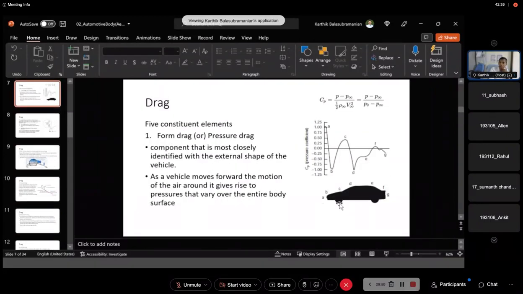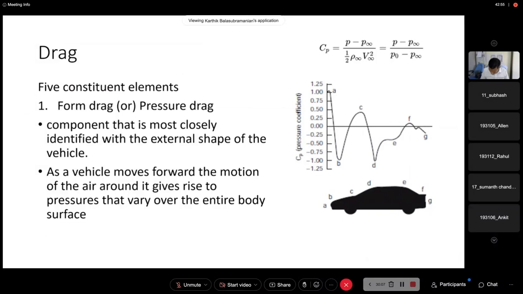So you see, when the air flows, let me make this full screen. So you see, when the vehicle is moving, this is the direction of movement.